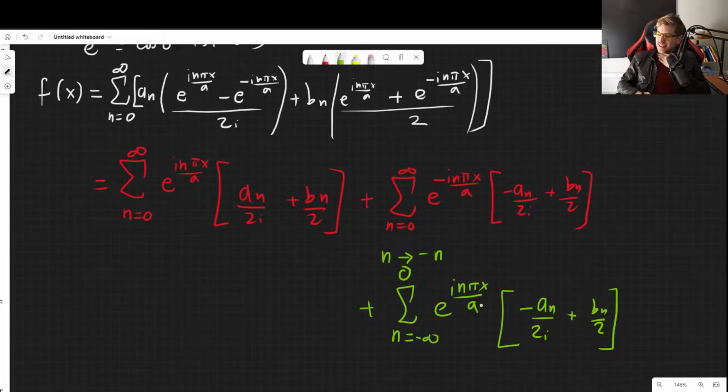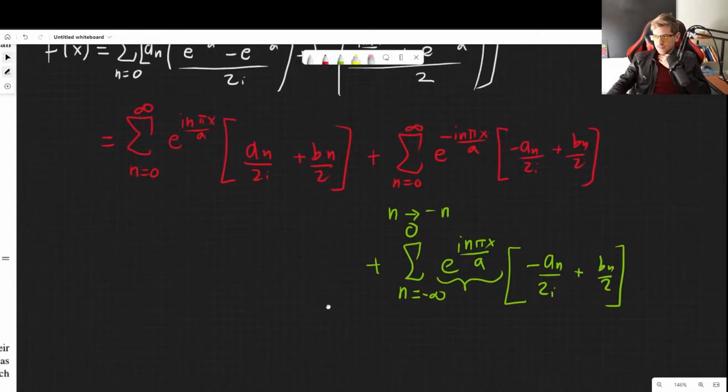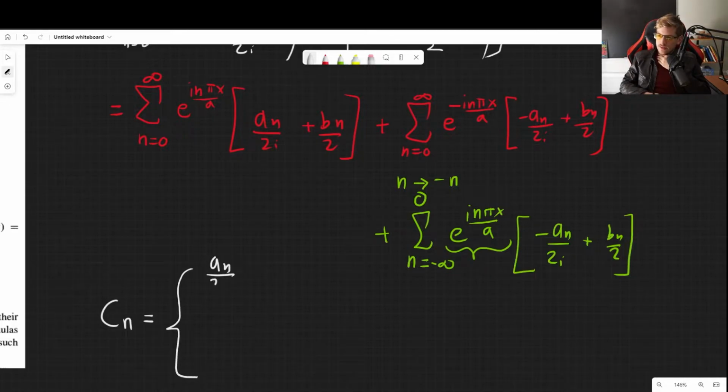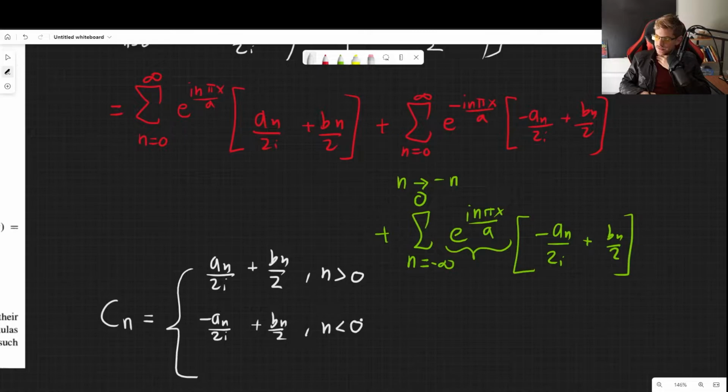But the important thing is that now we transformed this sum into one that has a positive exponential. So now we can put both of these together into one single sum again and factor by this exponential. And we can define a constant Cn that has two possible values. It is an divided by 2i plus bn over 2 if n is greater than 0, right? Here where we are summing over positive numbers. And it is minus an over 2i plus bn over 2 if we are summing over negative n's, right?